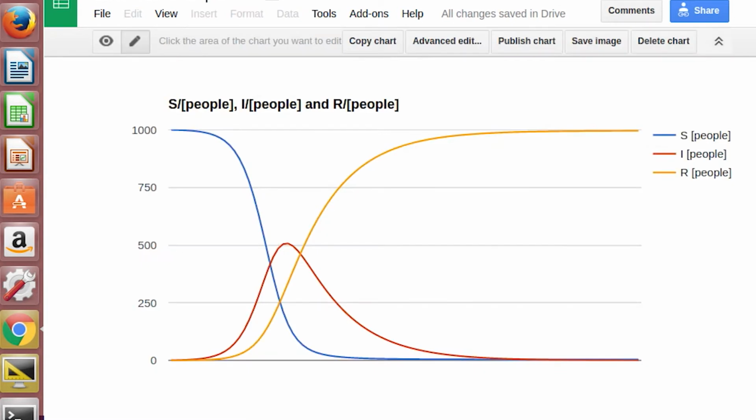What we see is when we have a lot of susceptibles, the number of infectious increases. As we get fewer susceptibles, the number of infectious individuals starts to go down. And as the number of infectious individuals goes down, they eventually stop infecting people.